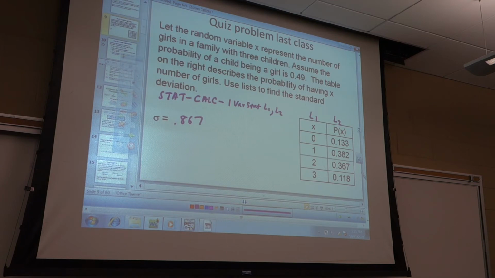Okay. Yes? When I put the comma, it says like syntax error. Okay. I'll show. We'll go over that in a minute then. All right, let's take a look at the next one.